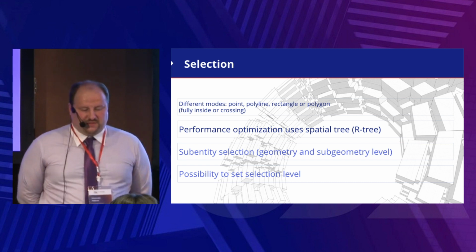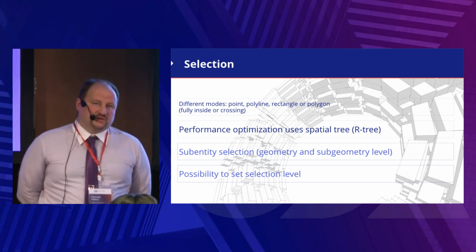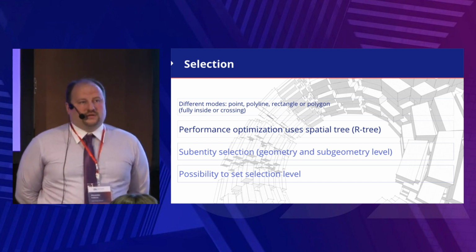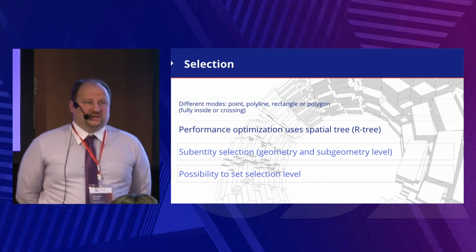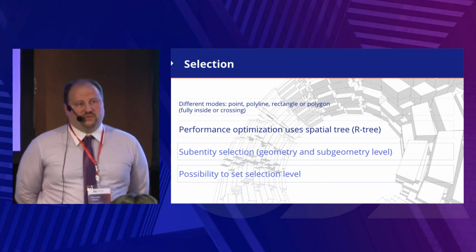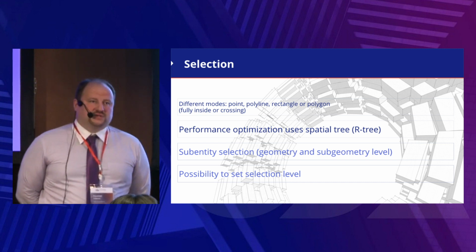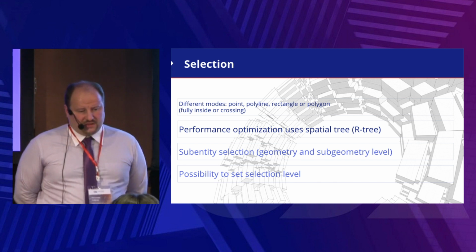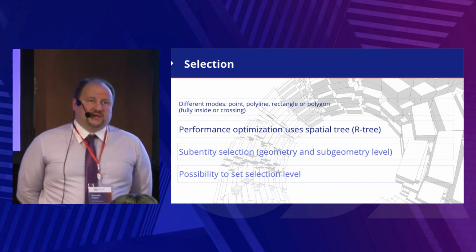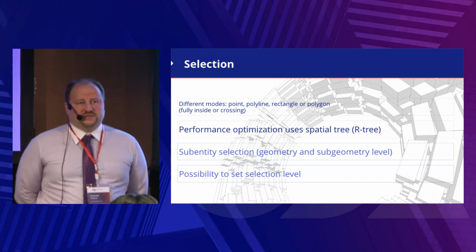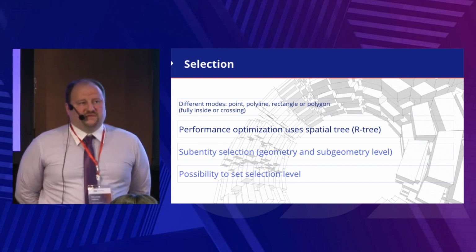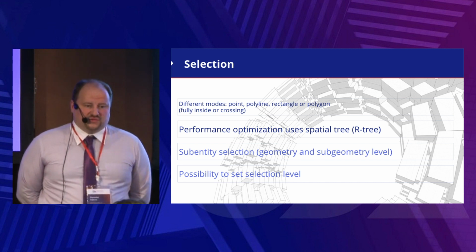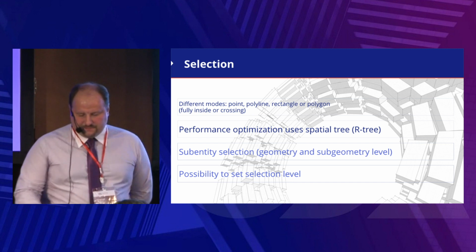We are also currently implementing the possibility to perform subselection, where it will be useful. It will be possible to select geometric primitives inside the entities, and subgeometry selection, where it will be possible to select separate edges and faces inside the shell. And another feature currently being implemented is the possibility to set up the selection level for the entity, which allows us to speed up the selection process, because in this case we will be able to filter out some entities if the selection level is not equal to the selection request level.